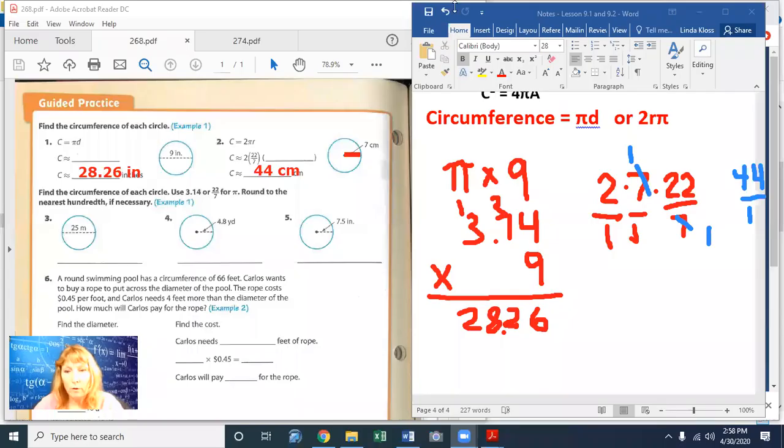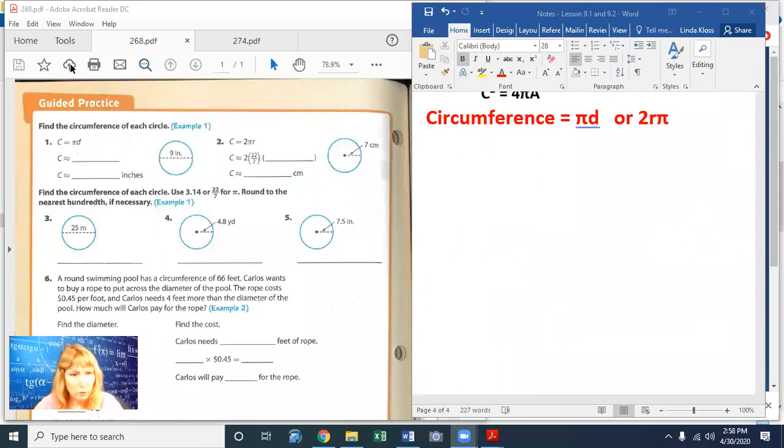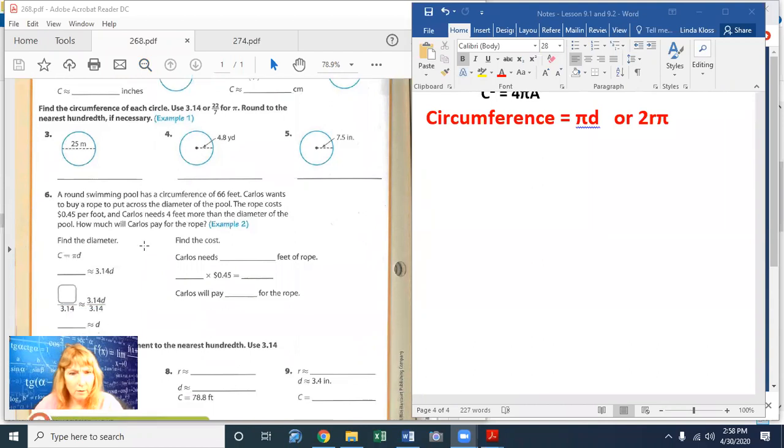I'm going to clear my drawings. And let's do number 3 here. Find the circumference of each circle. Use 3.14 or 22/7 for pi. Remember, 22/7 is a little more accurate, but round to the nearest hundredth if necessary. So the nearest hundredth, so it goes tenths, hundredths. So we're going to have to go to the thousandth place to know how to round it to the hundredth place.